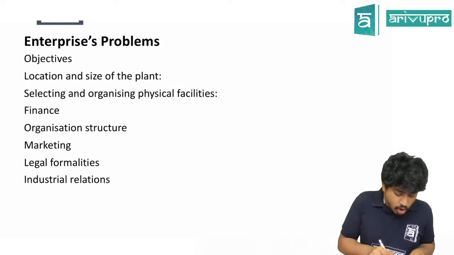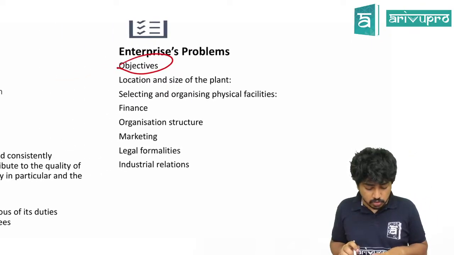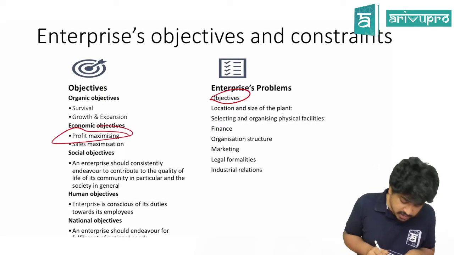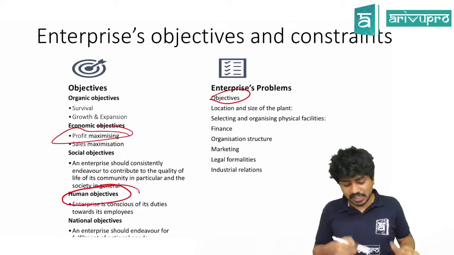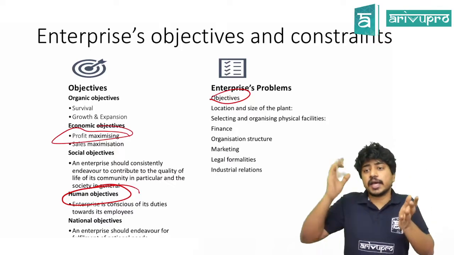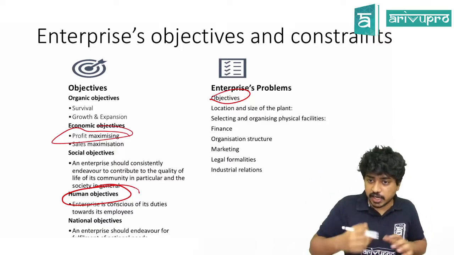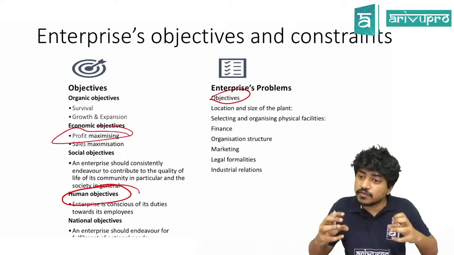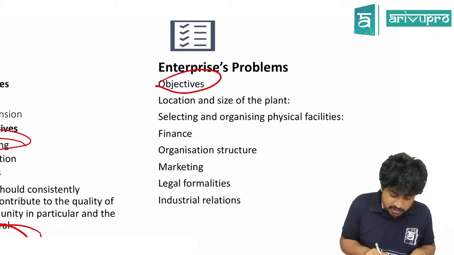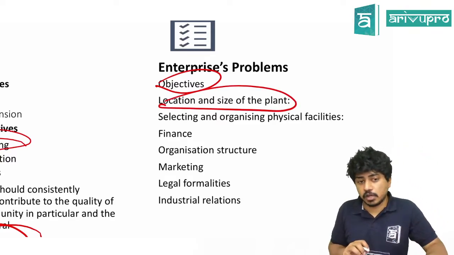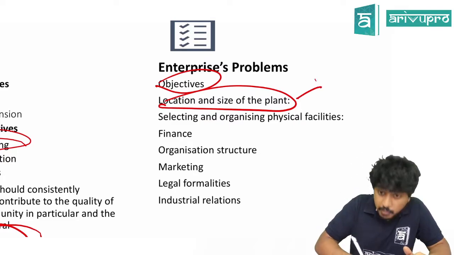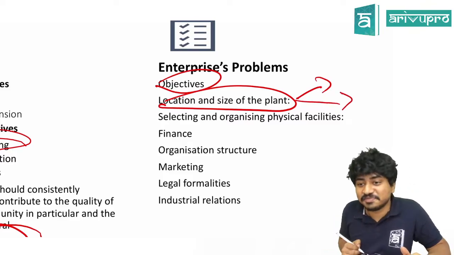Objective problem. Now, if I have to go for profit maximization, can I achieve human objectives? They are conflicting, right? So the enterprise sometimes has this: if I do this, I can't achieve that; if I do that, I can't do this. Objectives sometimes conflict with each other, so that is a problem for the enterprise. Second, location and size of plant. Enterprises will have a problem: should I be near the raw materials or near the customer?